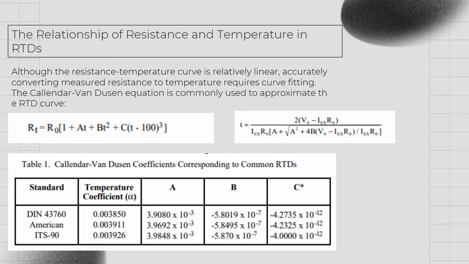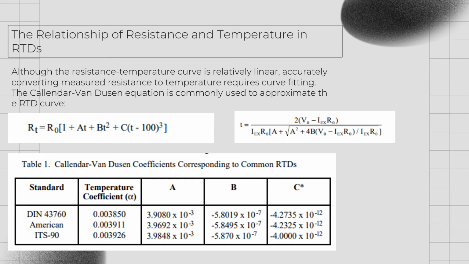Here, R is the resistance of the RTD at temperature T, and R0 is the resistance of the RTD at 0 degrees Celsius. A, B, and C are the Callendar-Van Dusen coefficients shown in Table 1, and T is the temperature in degrees Celsius. For temperatures above 0, the C coefficient equals 0. Therefore, for temperatures above 0 Celsius, this equation reduces to a quadratic.